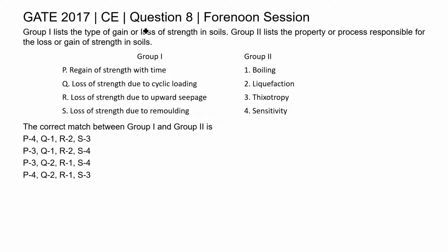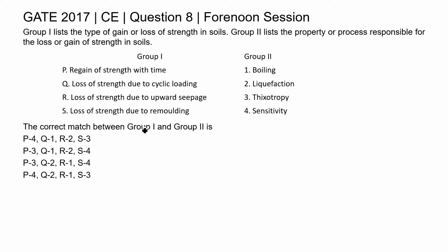This is question 8 of civil engineering paper of GATE 2017 forenoon session. Group 1 lists the type of gain or loss of strength in soils. Group 2 lists the property or process responsible for the loss or gain of strength in soil. So there are two lists given, group 1 and group 2.